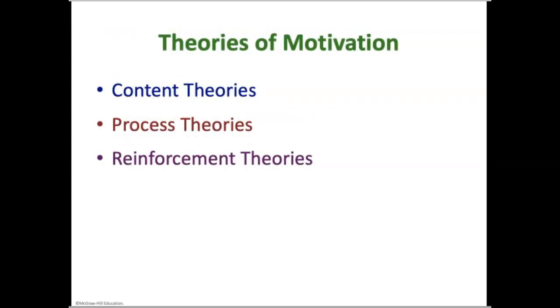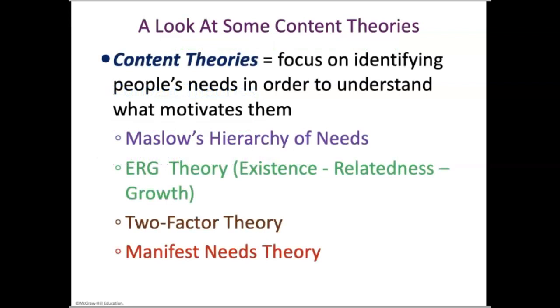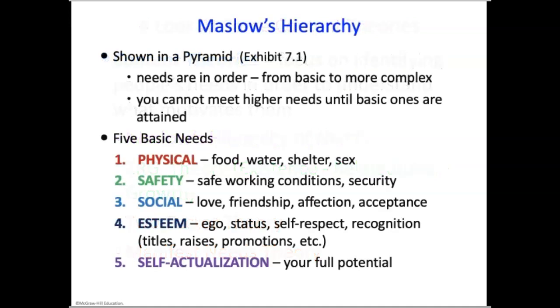Theories of motivation include content theories, process theories, and reinforcement theories. Here's a look at some of the content theories. Content theories focus on identifying people's needs in order to understand what motivates them. These include Maslow's hierarchy of needs, ERG theory, which stands for existence, relatedness, and growth, 2-factor theory, and manifest needs theory. Maslow's hierarchy is shown in a pyramid in Exhibit 7.1 of your text. Needs are in order from basic to more complex. The idea is you cannot meet higher needs until basic ones are attained.